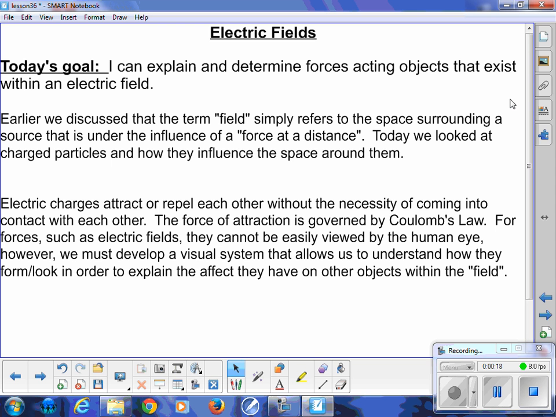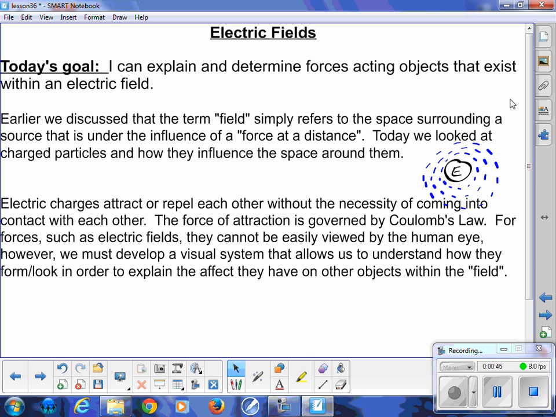So earlier, we discussed what the term field means. It refers to the space surrounding a source. So we've already talked about planetary. We talked about if I have Earth, there are multiple field layers indicating different strengths of gravitational attraction and so on and so forth. Same idea, exact same idea actually, except now we're talking about electric fields. All right, so they're fields that surround charged particles.